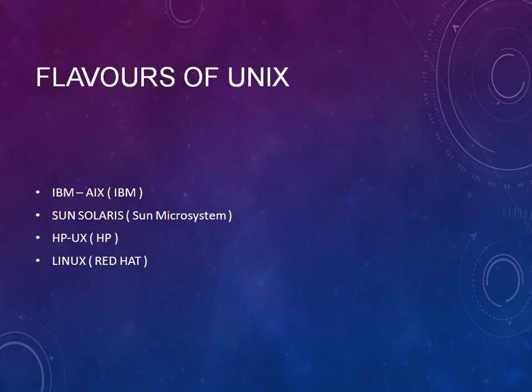They have customized this operating system to be very user friendly, and they named it IBM AIX. And we also have Sun Solaris, which is a product of Sun Microsystems. And we have HP-UX, which we call the HP-UX operating system, then Linux, that is called Red Hat. So these are the different flavors of Unix we can see.